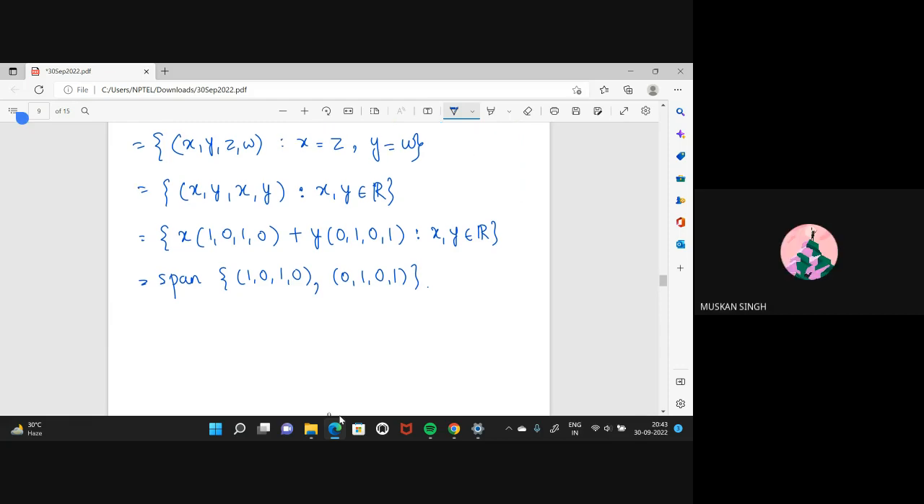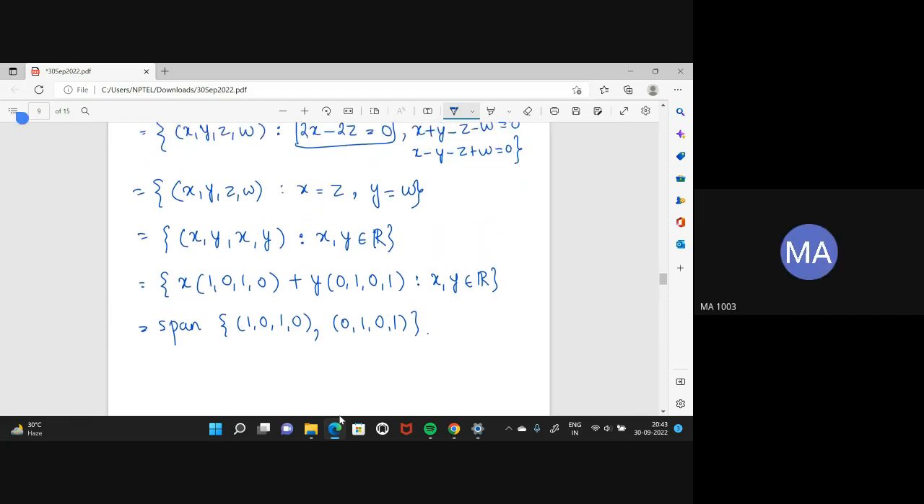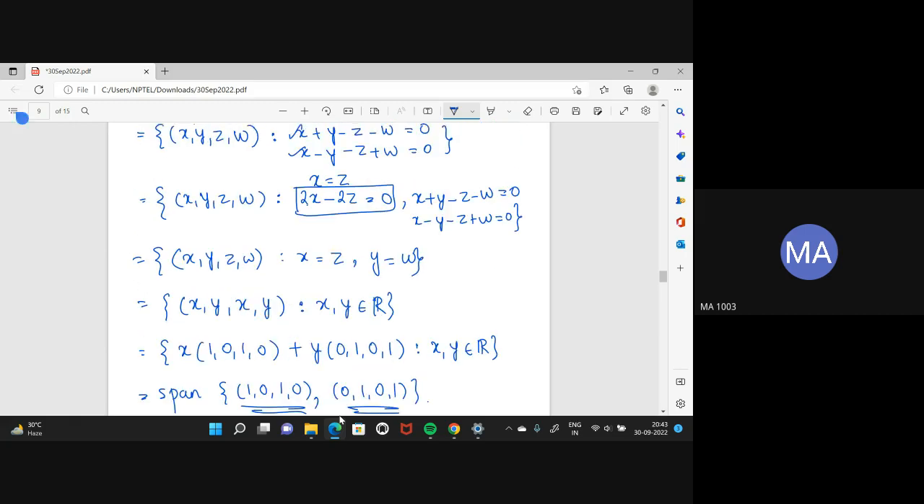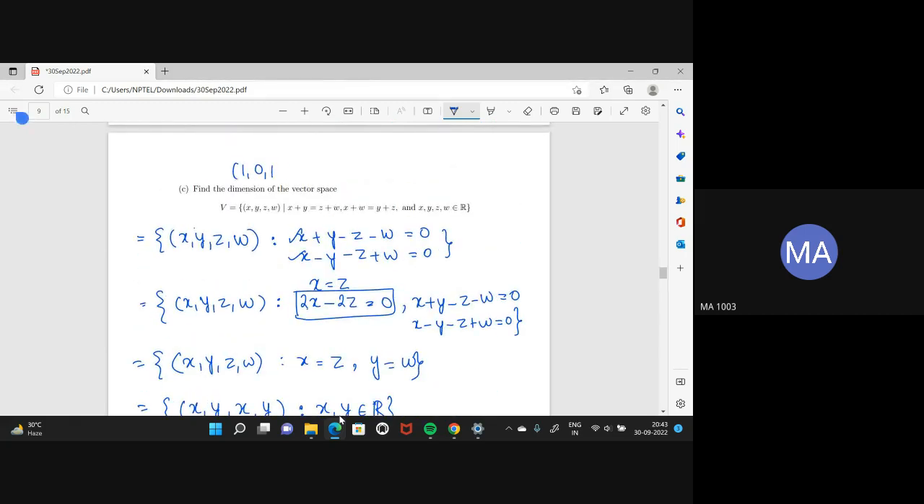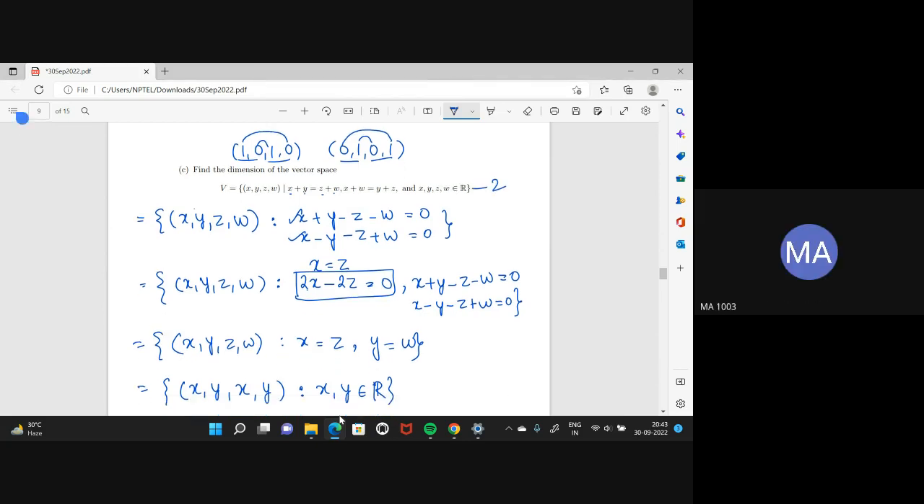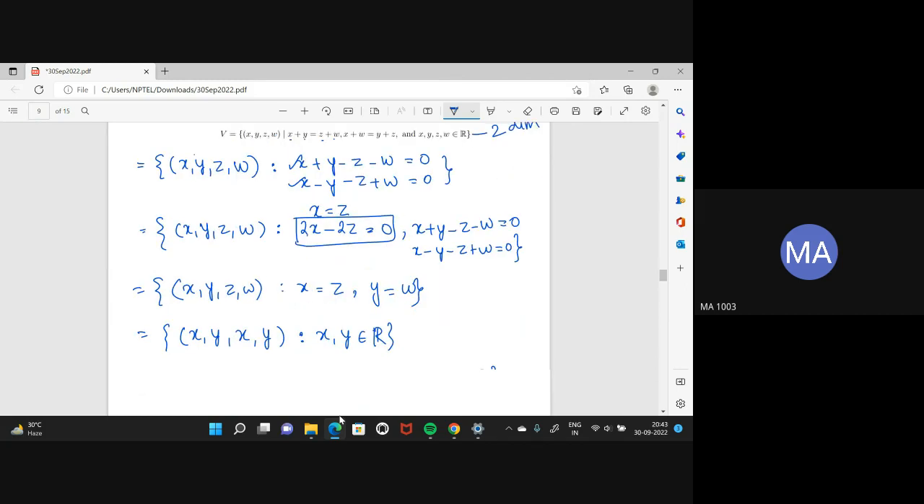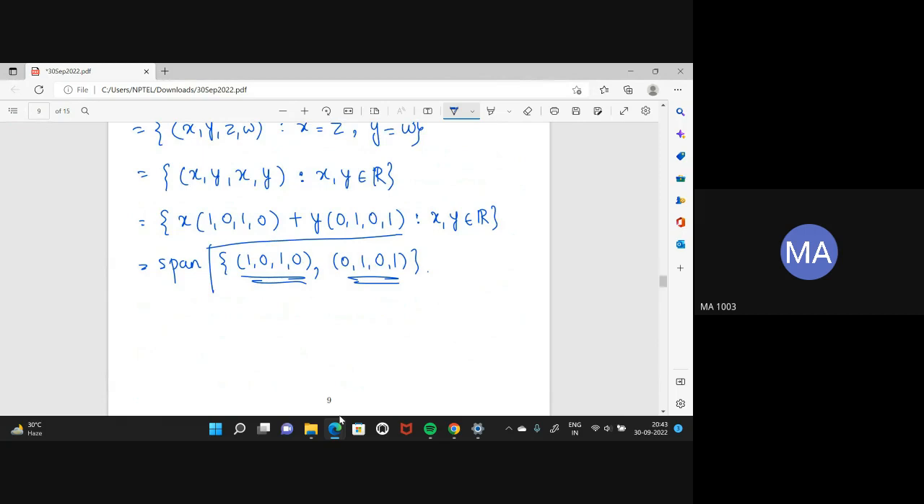Yes, ma'am. You can check for linear independence or minimal spanning. And you can actually check that these two vectors satisfy those conditions. 1, 0, 1, 0 and 0, 1, 0, 1. x plus y is z plus w for both. And x plus w is y plus z. So this is a two-dimensional subspace. This forms a basis. Is this clear?